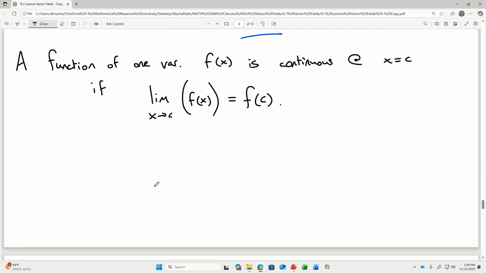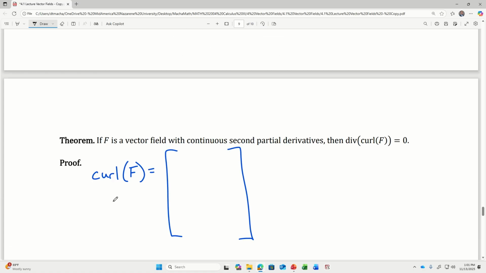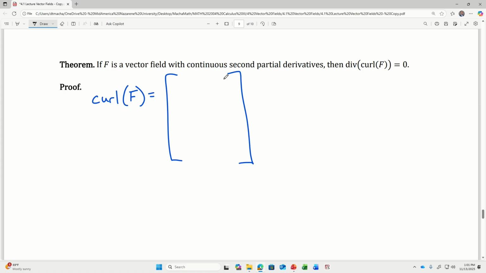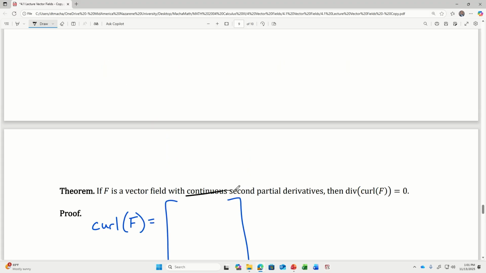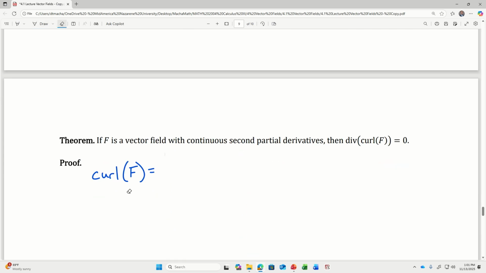But this applies to most things, not all things, but as long as your function doesn't shoot up to infinity or have a place where it's undefined, then it's continuous. So that was the proof that the divergence of the curl of any vector field is 0 as long as it has continuous second partial derivatives, which is not a big assumption.